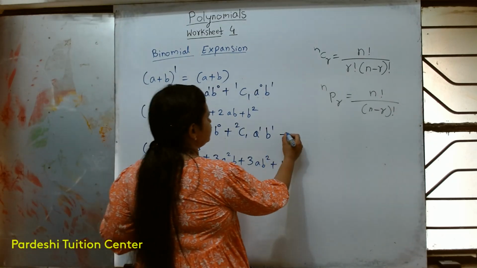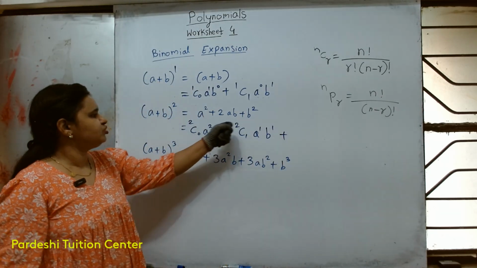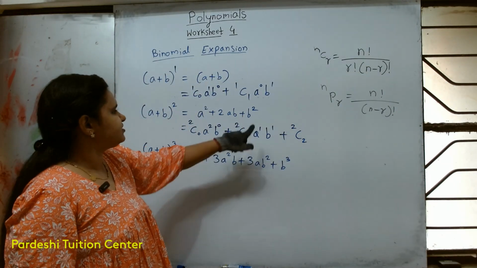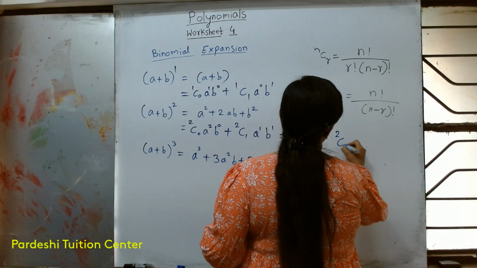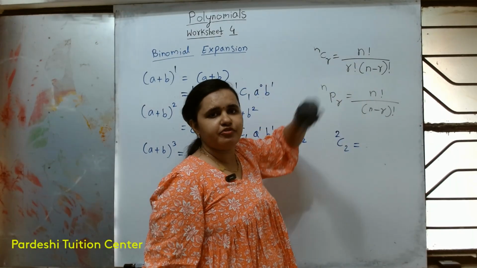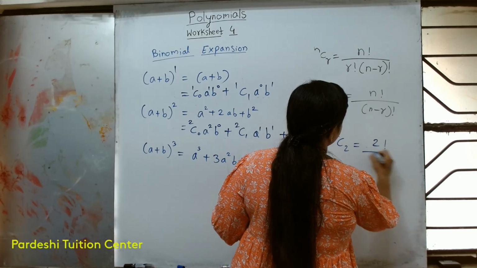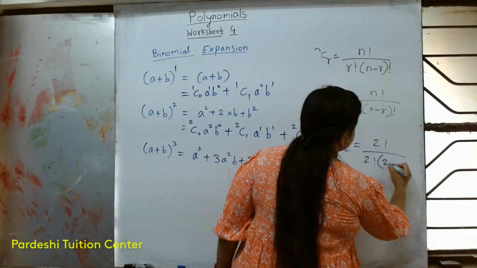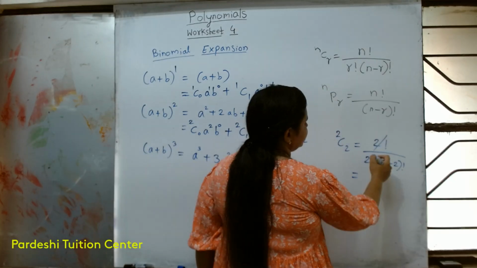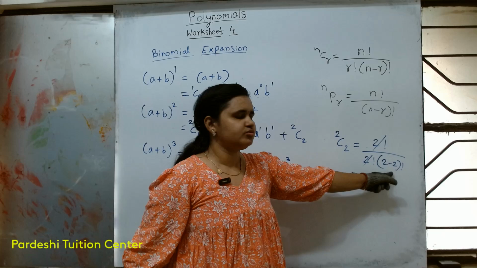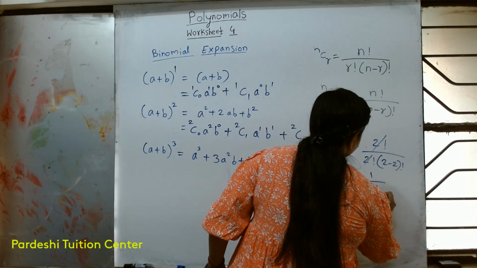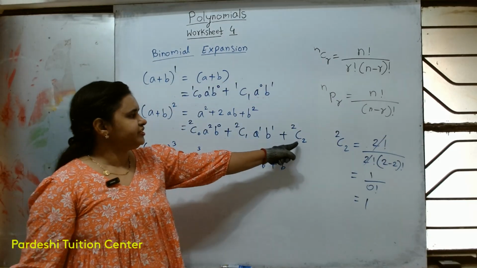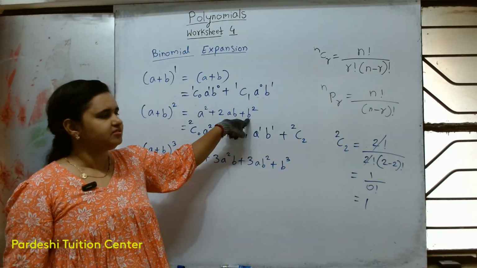Now for b square we will write, here 2c0, 2c1, now it will be 2c2. Let us check if 2c2 is coming as 1. Again put it in that formula for combination. It was n factorial, that is 2 factorial, upon r factorial, 2 factorial. Again n minus r means 2 minus 2. So 2 factorial and 2 factorial will get cancelled and 2 minus 2 is 0. So it will be 1 upon 0 factorial, and 0 factorial is 1. So the answer will be 1. So the answer for 2c2 is again 1 and the coefficient here is 1.